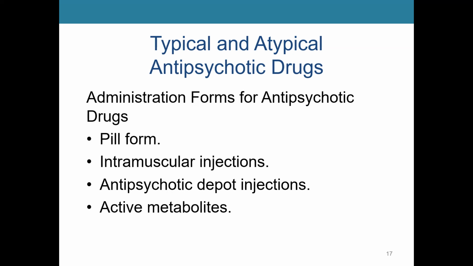The active metabolite of risperidone, called paliperidone or Invega, was recently developed as an atypical antipsychotic drug. The active metabolite of clozapine, which is N-desmethylclozapine, has also shown promising antipsychotic effects in animal models.